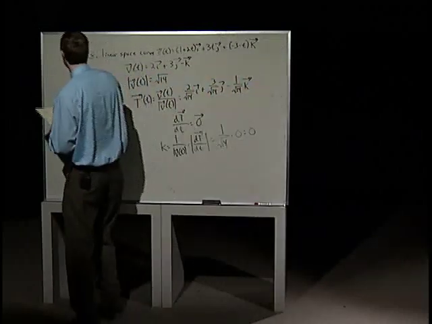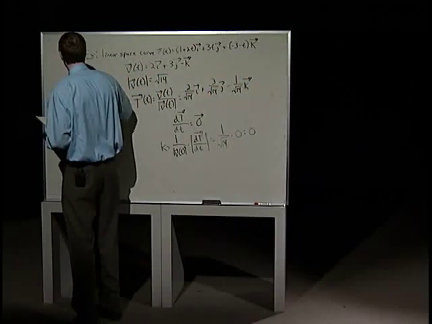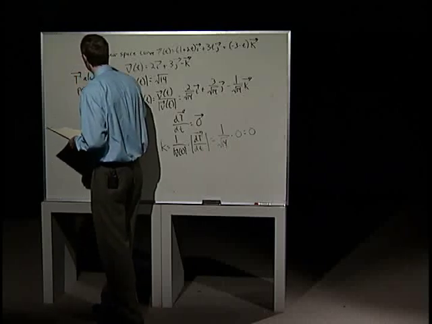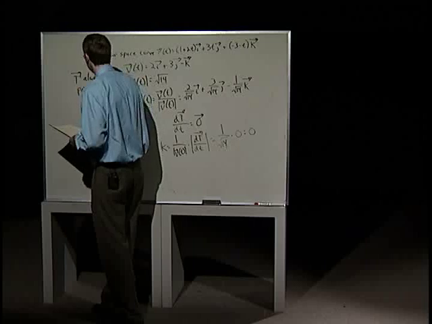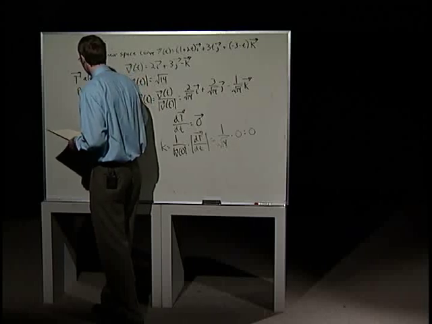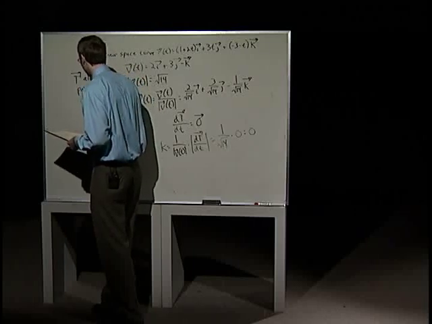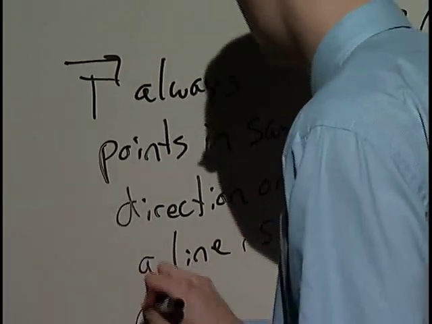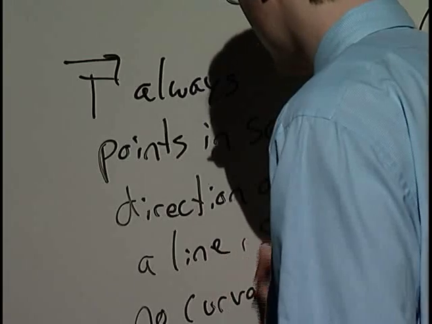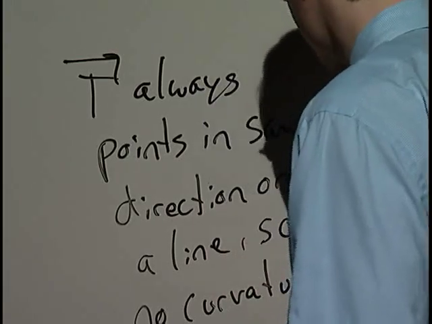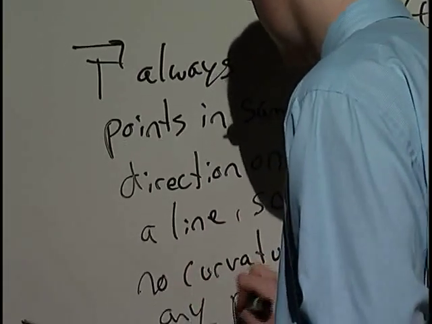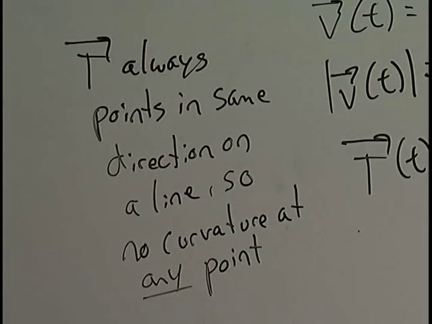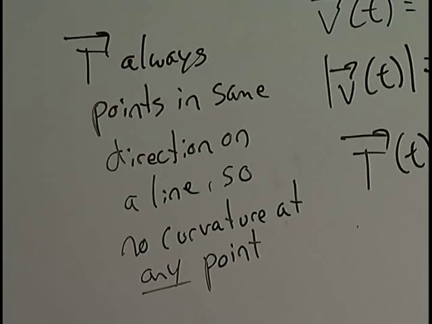So let me say that over here. So T always points in the same direction on a line, right? And so there's no curvature. So no curvature at any point. Okay? All right, so there's curvature.